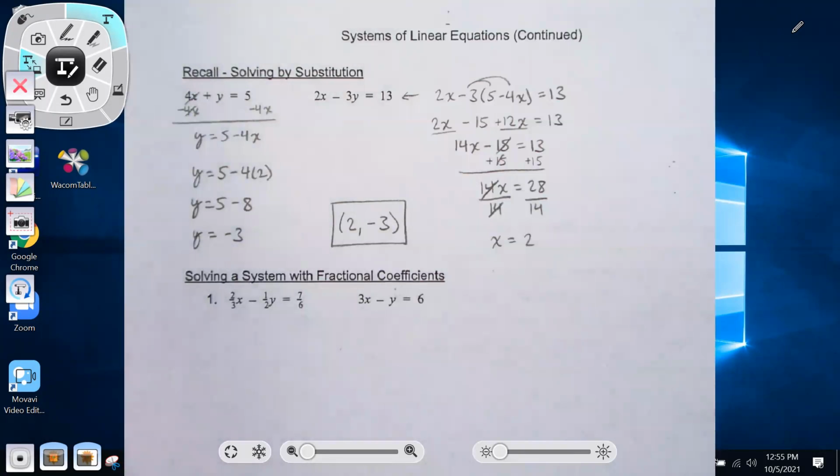Okay, take a minute to check your answer. If you did not get the correct answer, let's figure out what went wrong.